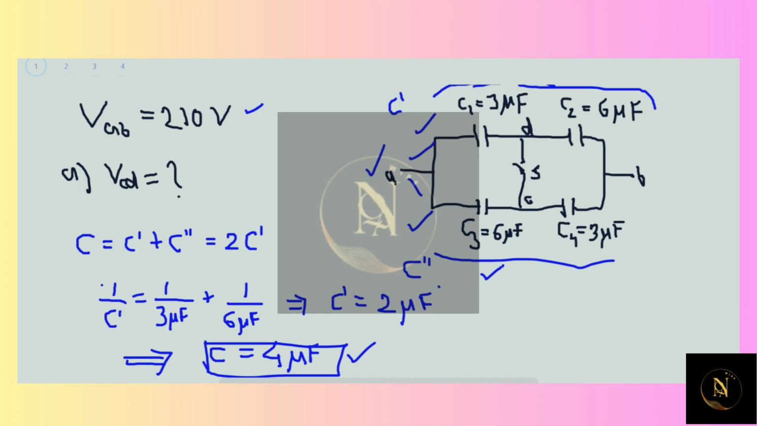If you see, when you close the switch, you'll see that the combination of capacitors C1 and C3, and C2 and C4, 3 and 6 and 3 and 6.